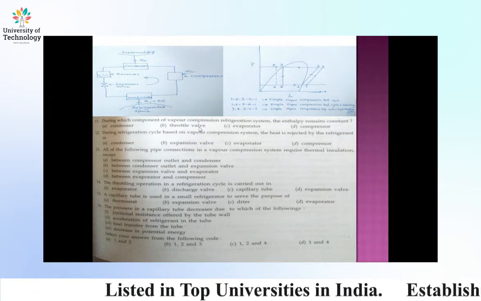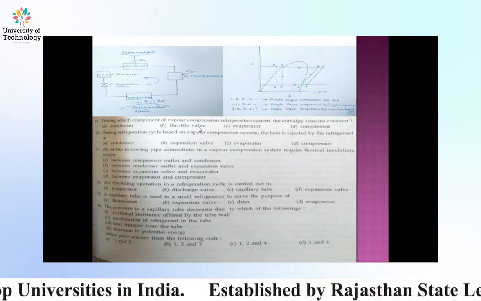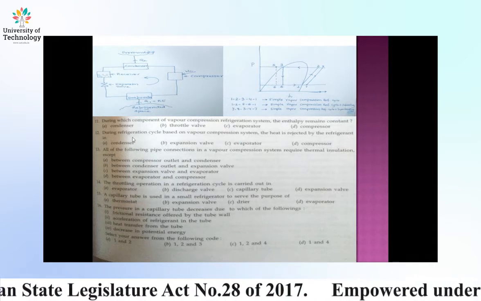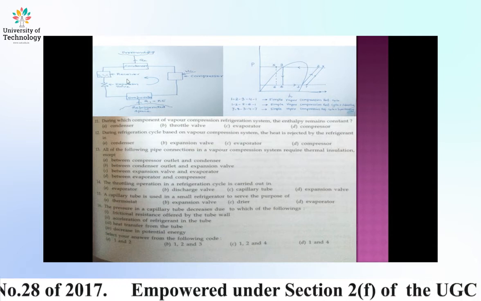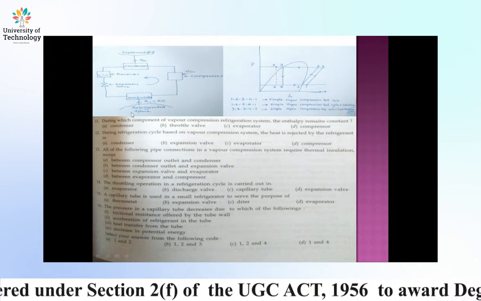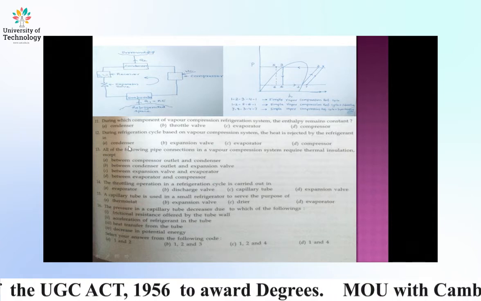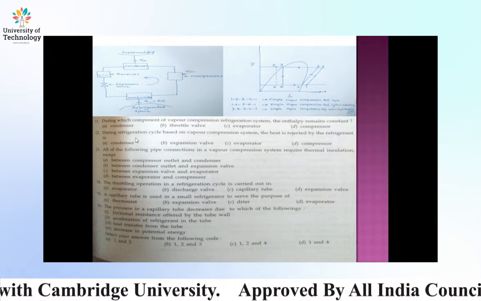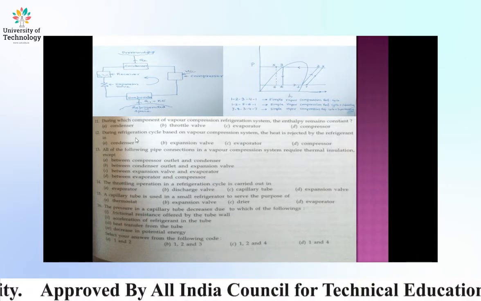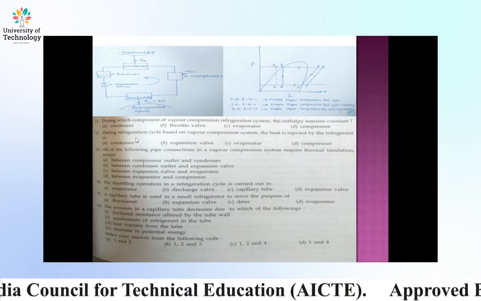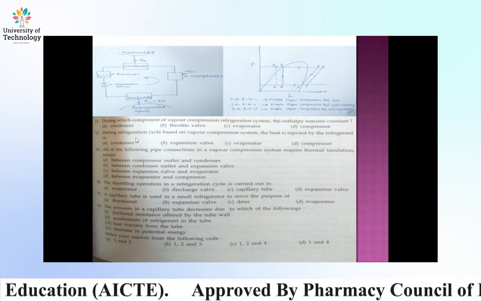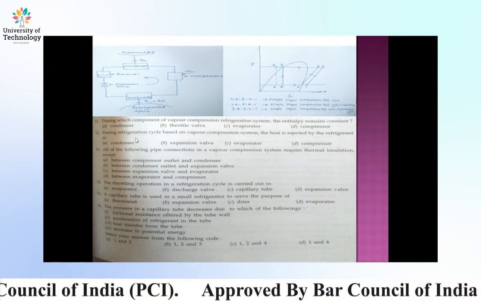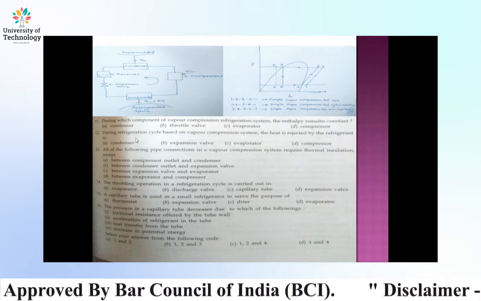Question number 12. During refrigerant cycle, based on vapor compression system, the heat is rejected by the refrigerant in condenser. So option A is correct. All of the following connections in vapor compression system require thermal insulation except: Option A, between the compressor outlet and the condenser. Option B, between the condenser outlet and expansion valve, between the expansion valve and evaporator, between the evaporator and the compressor.